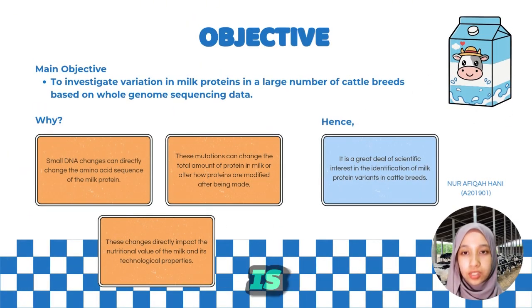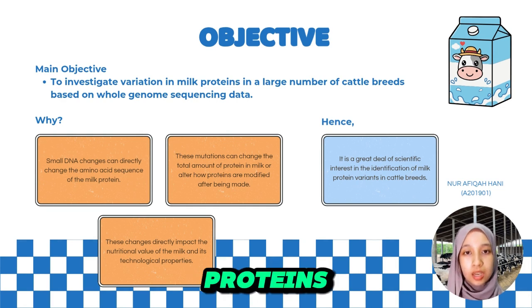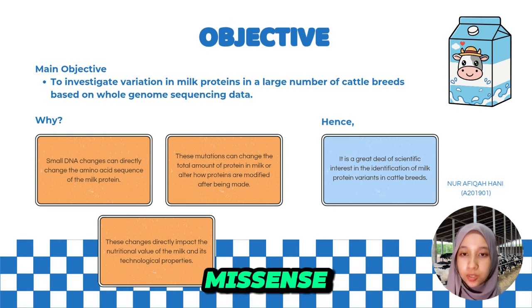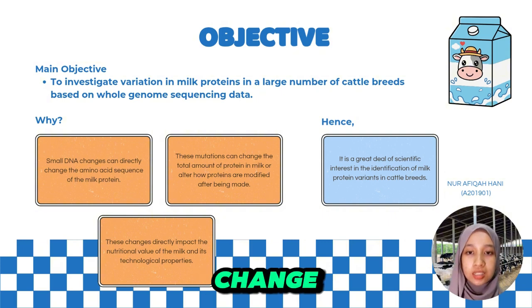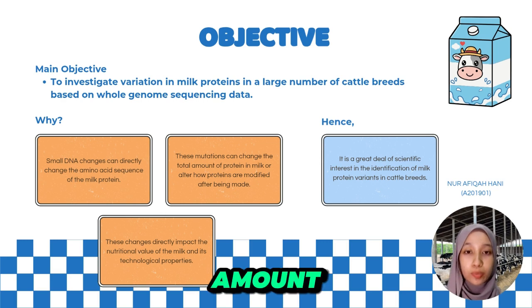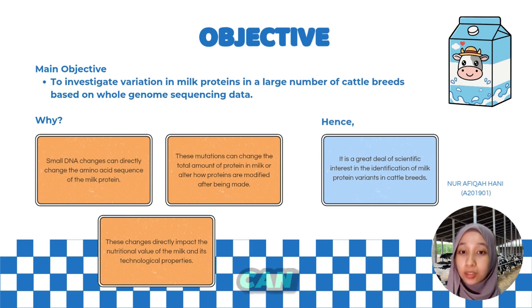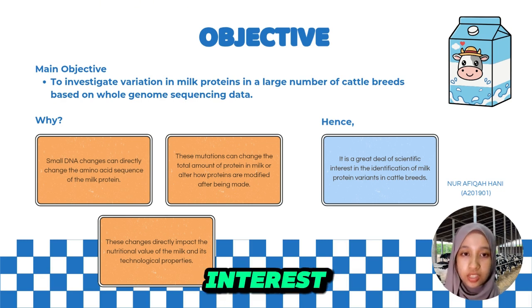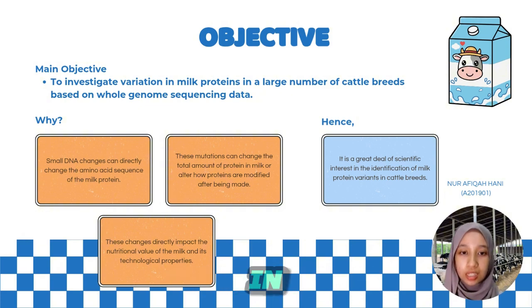So the main objective is to investigate variation in milk proteins in a large number of cattle breeds based on whole genome sequencing data. Because why? Small DNA changes like missense mutations or splice site mutations can directly change the amino acid sequence of the milk protein, and these mutations can change the total amount of protein in milk or alter how proteins are modified after being made. And it can also directly impact the nutritional value of the milk. So it may affect the quality of the dairy products. Hence, there is a great deal of interest in the identification of milk protein variants in cattle breeds.